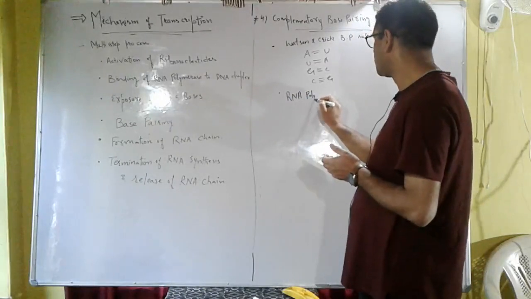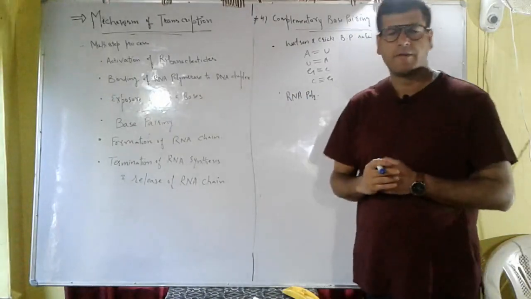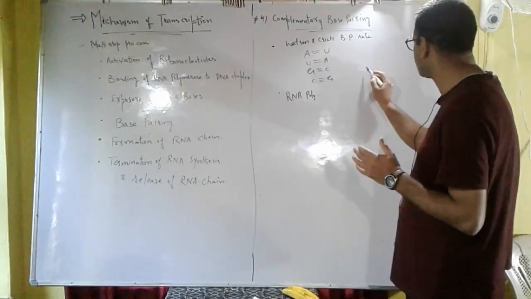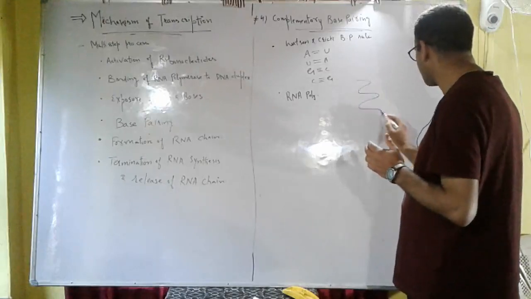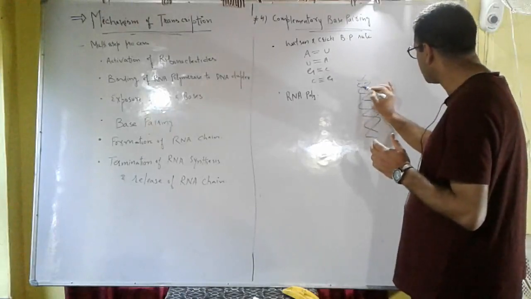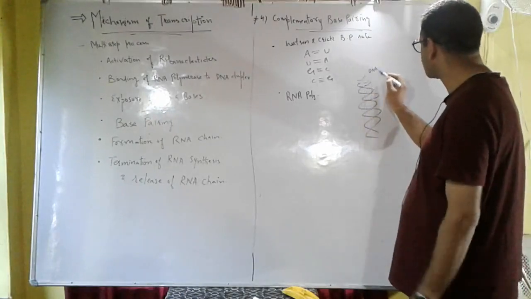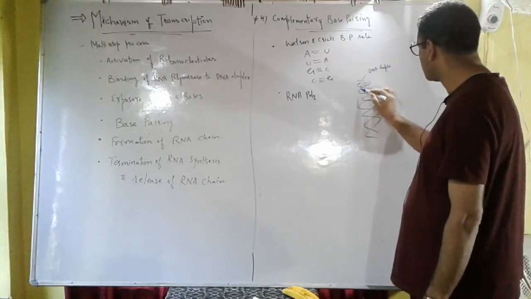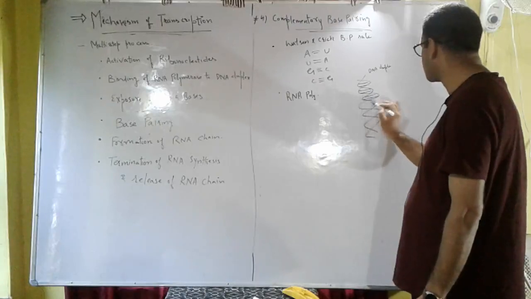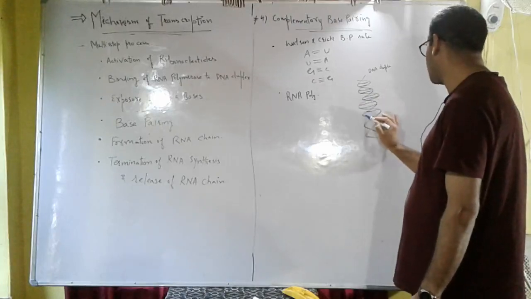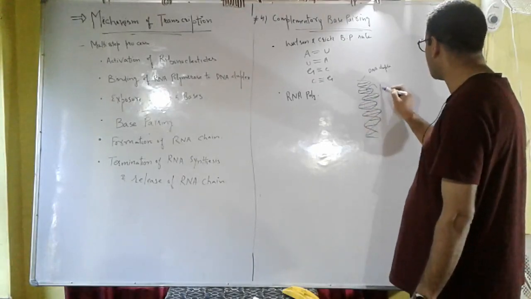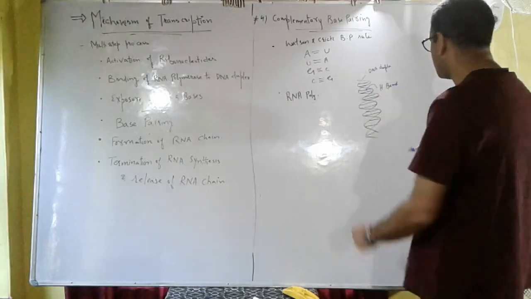this RNA polymerase breaks the hydrogen bond. So we have got this double stranded DNA, this double stranded DNA duplex. These are hydrogen bonds between the 2 strands of the DNA. These are hydrogen bonds. The 2 strands of DNA.